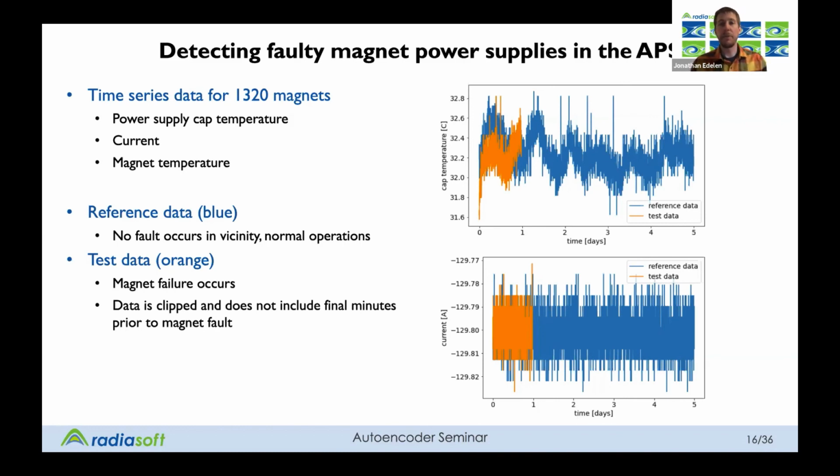This is motivated by the question: can you minimize unplanned maintenance? Because these magnets do fail, and if they fail during a run, then you have to fix it. As opposed to, can you say a week in advance that it's going to fail, and then replace it during planned maintenance? For each magnet, we have power supply temperatures, magnet current, and magnet temperature. And then on the right, I'm just showing an example of a couple of different data sets.